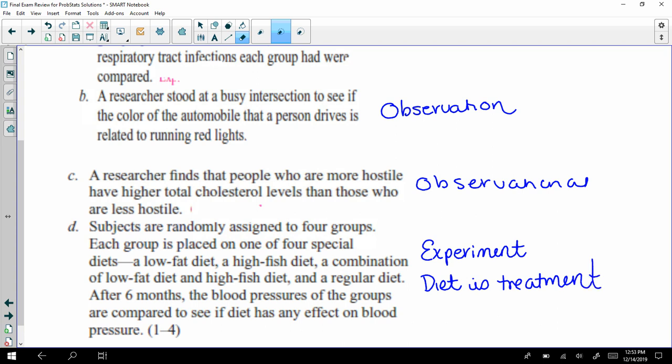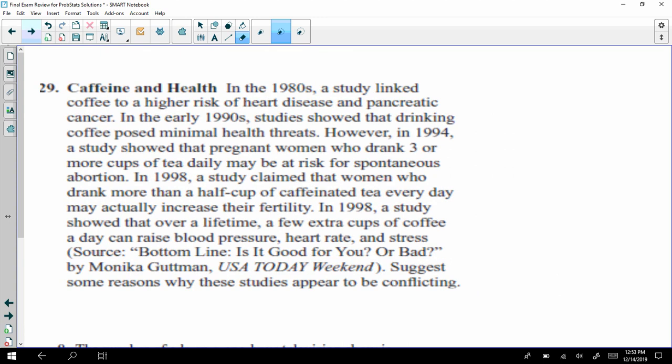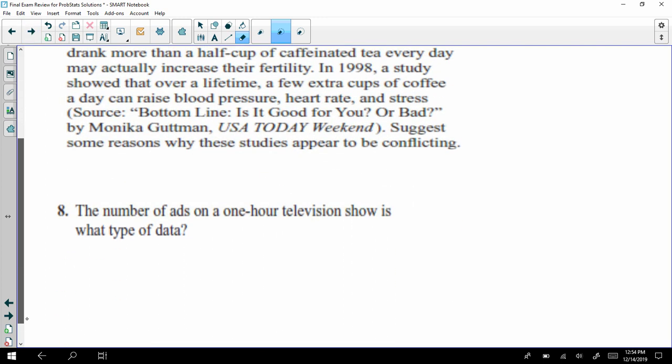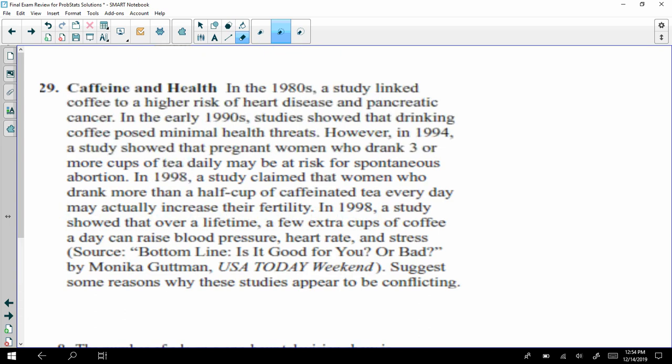Okay, let's move on. So one of the things that you guys need to be able to do, and we just discussed this, is to decide whether a study is biased or not. So one of the things you have to do is recognize whether or not a study is biased and why. So let's read this. Caffeine and health.